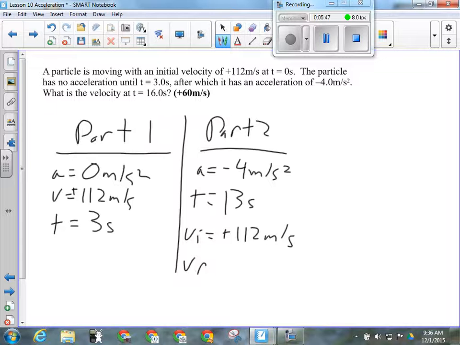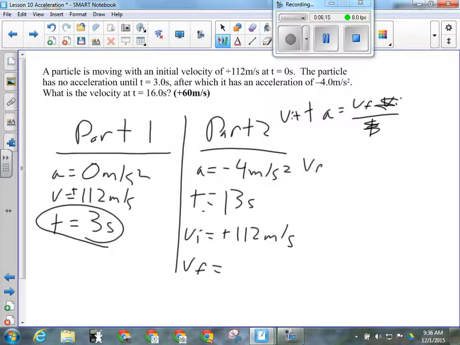All right, so we're looking for VF here. So really, is any of this stuff important for my calculations? Not really. Only that I need to know that this part took 3 of the 16 seconds, so I got the time right over here. Now that I know that, I'm manipulating for VF. So A equals VF minus VI over T. So I multiply both sides by T. I add VI, and I'm calculating VF. So VF will be positive 112 plus 13 times negative 4.